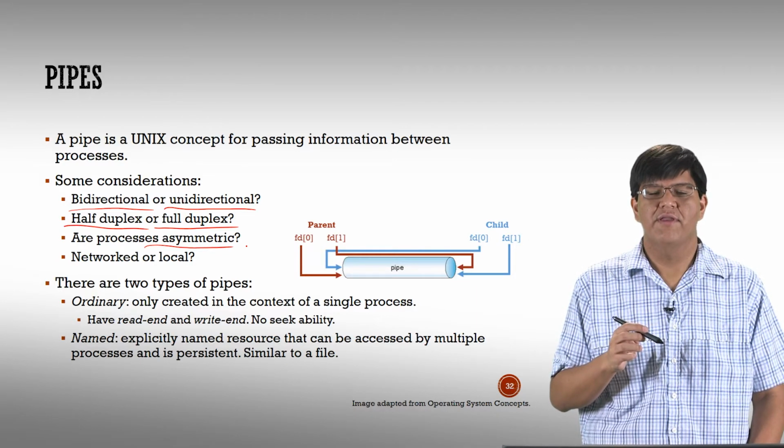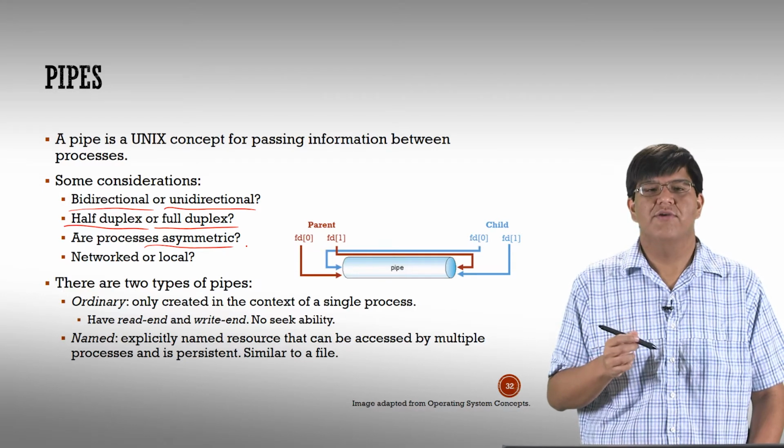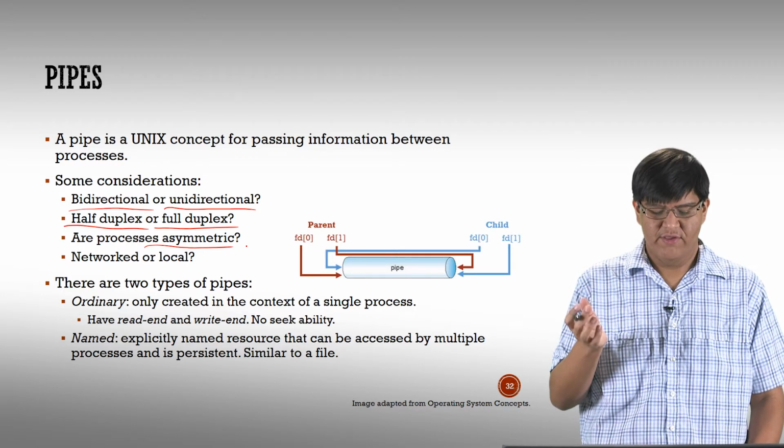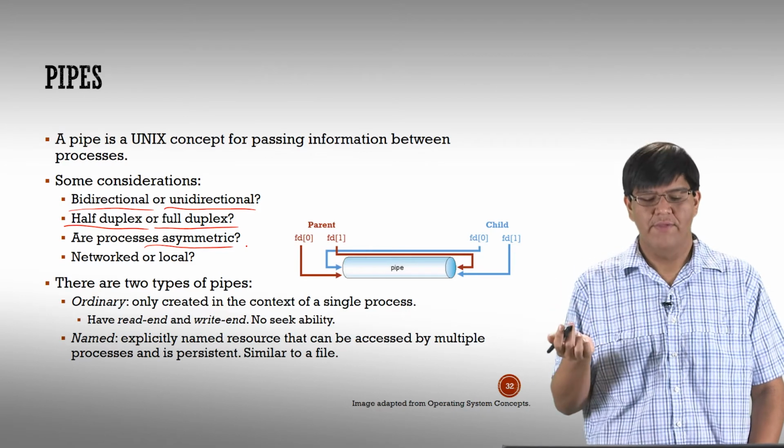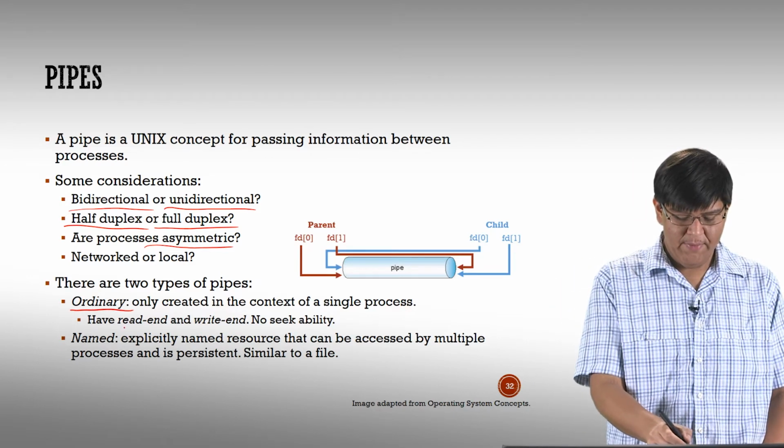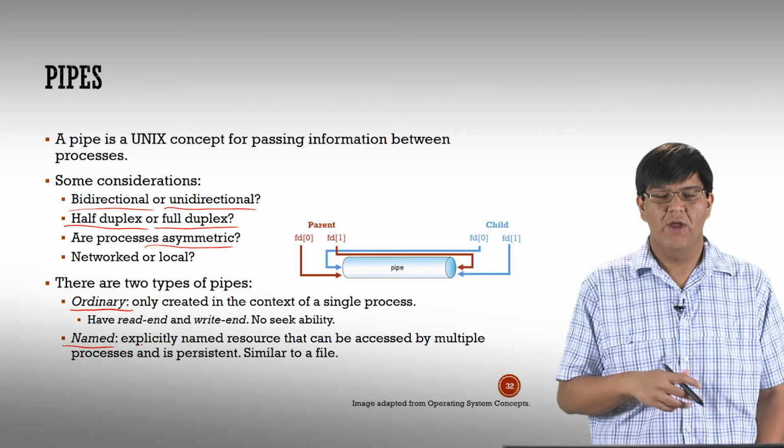They can be used between two children of a process that is forked earlier on. Something like that, so I can use it in different scenarios. There are two types of pipes, basically an ordinary pipe and a named pipe. Ordinary pipes basically just exist in your program as a variable.